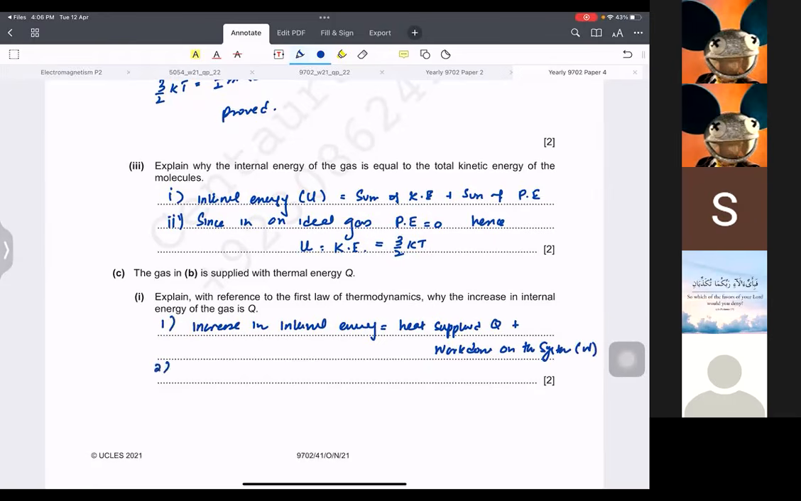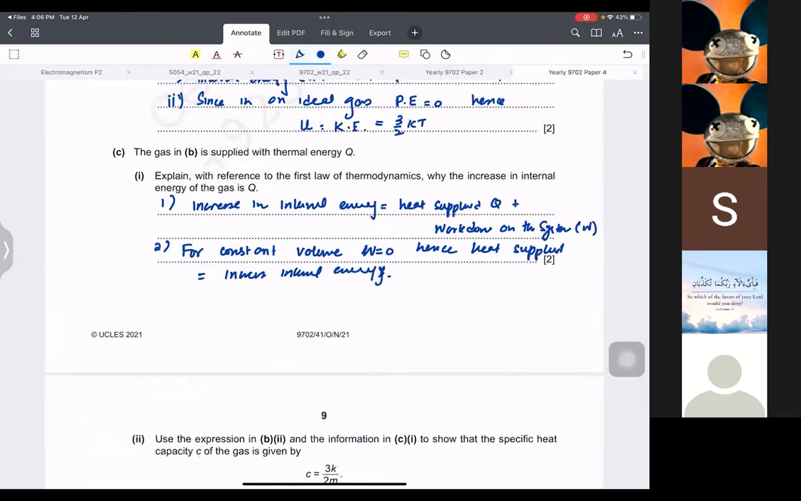The second mark should be that reference to increase in internal energy, right? For constant volume, work done is 0, hence heat supplied equals increase in internal energy. So that's what you got, right, okay? If you have any questions, please let me know.